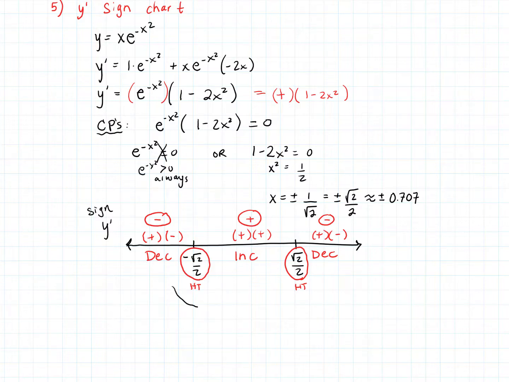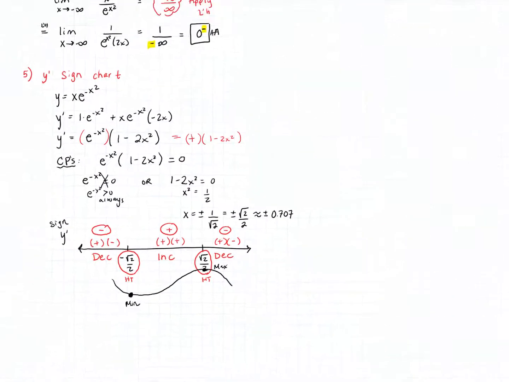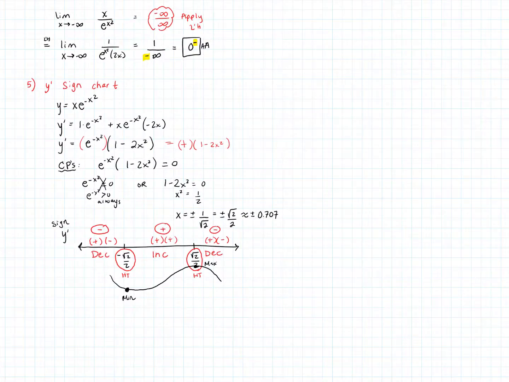We don't know the concavity yet, but we know that we decrease, then we increase, then we decrease again, which is going to make this point and this point local extreme values. This is going to be a minimum, and this is going to be a maximum. So kind of getting a little bit of a sense as to what's going to happen there. I'm going to go ahead and put step 6 right next to this, where we look at the second derivative sign chart.